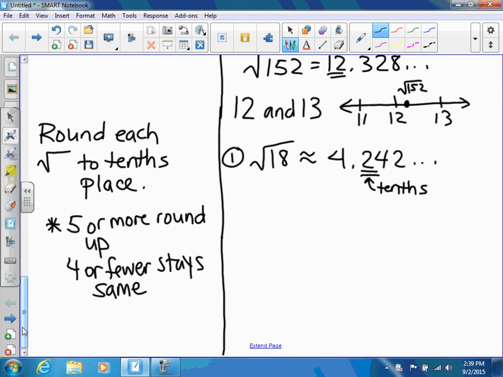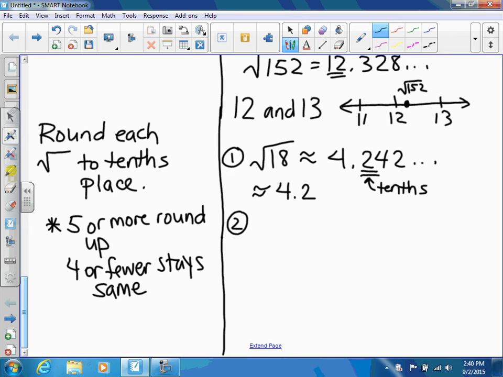So if I look to the number right behind the 2, which is a 4, that 4 is 4 or fewer. So I'm going to keep my number the same. So the answer to this is going to be about, that's what that little squiggly part means, 4.2. Okay, so there was no need to change anything because it was 4 or fewer behind that first number.